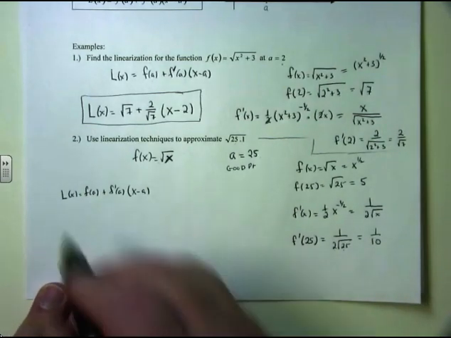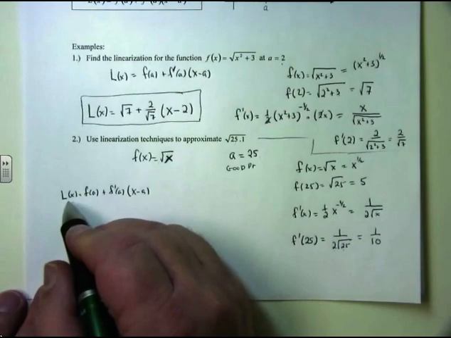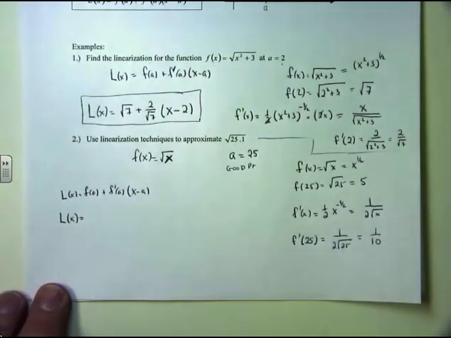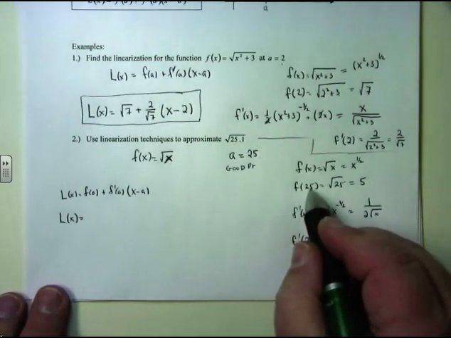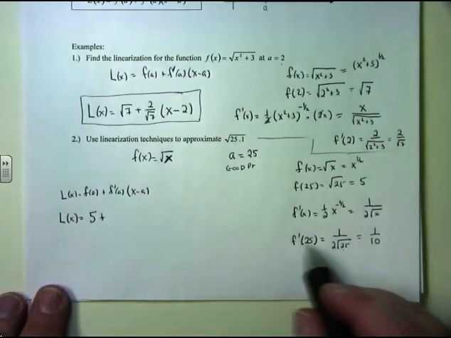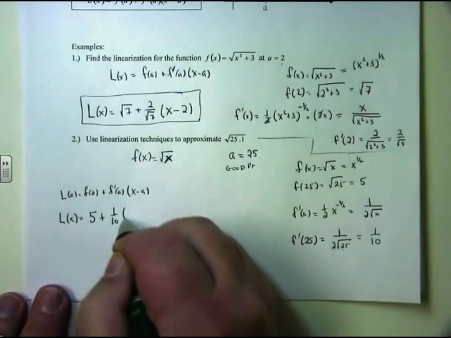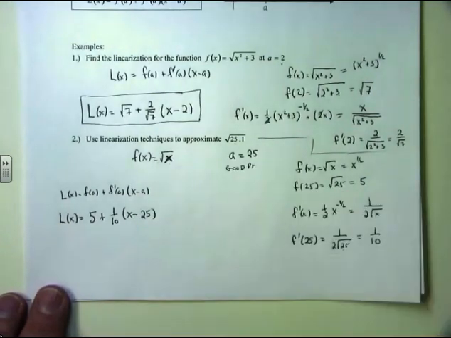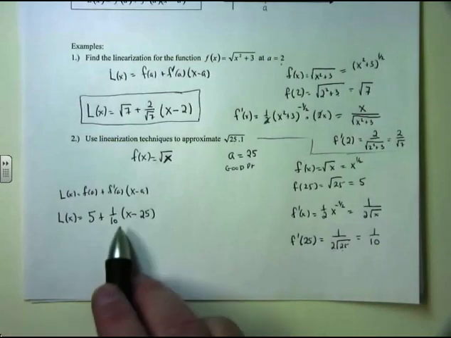So here we go, plugging all this information into my linearization equation. My linearization equation for the square root of x would be L of x equals f of A. A is 25, so f of 25 is 5. Plus the derivative at A, the derivative at 25 was 1/10, times x minus A, and A in this problem was my good point, 25. So this is my linearization equation.